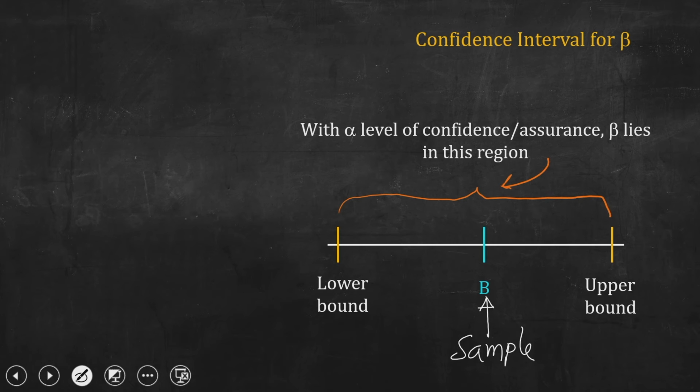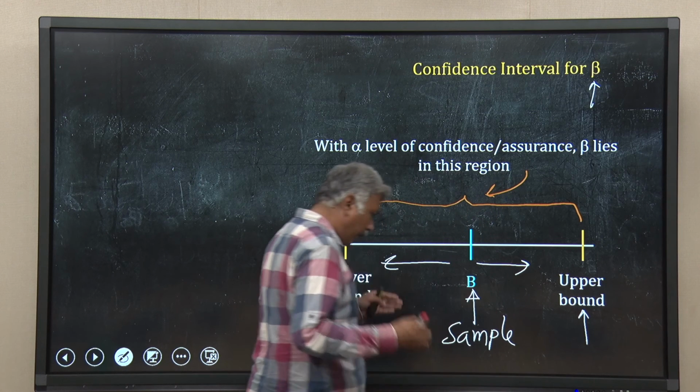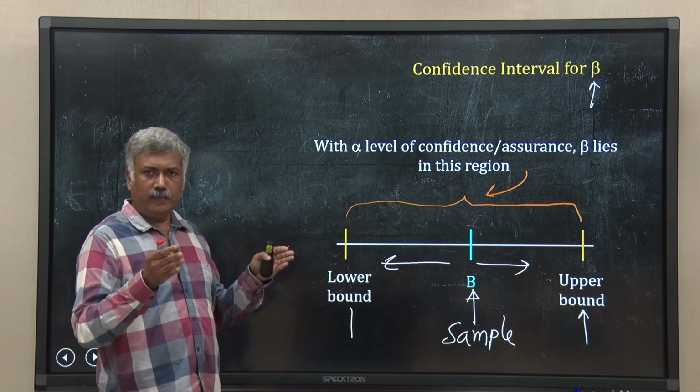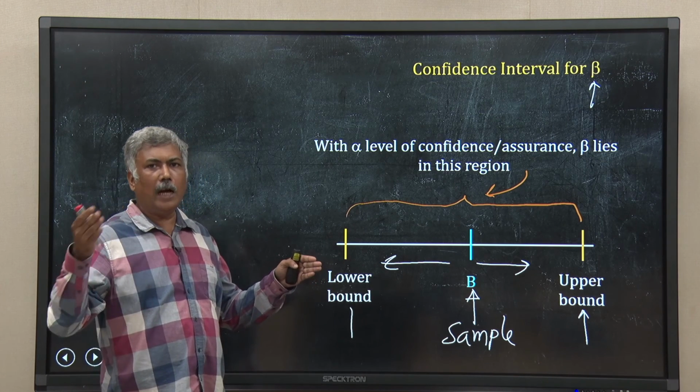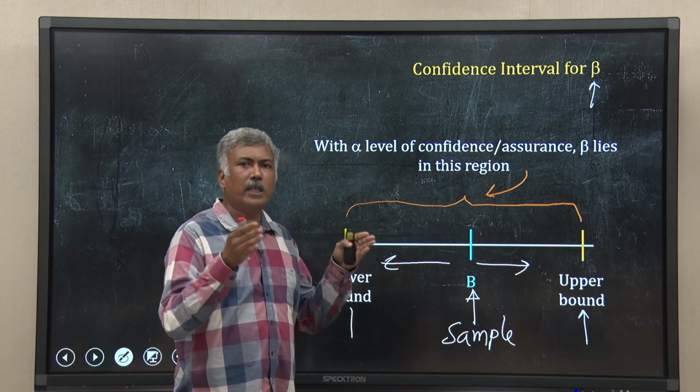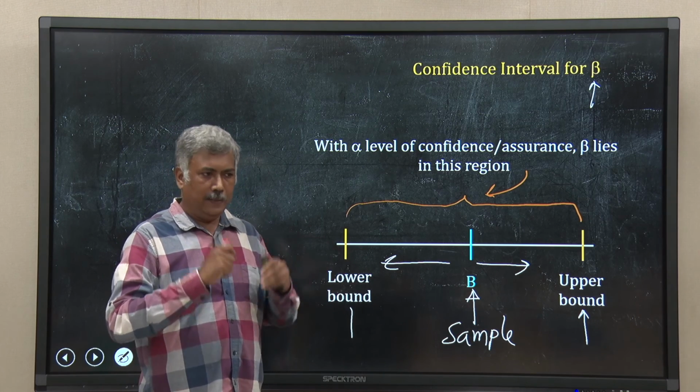The population level thing is beta. I do not know beta, but I assume that beta must be somewhere around this b, and there must be a lower bound and an upper bound for that. So, I want to know what the lower bound and the upper bound are around this estimated b within which beta should lie.